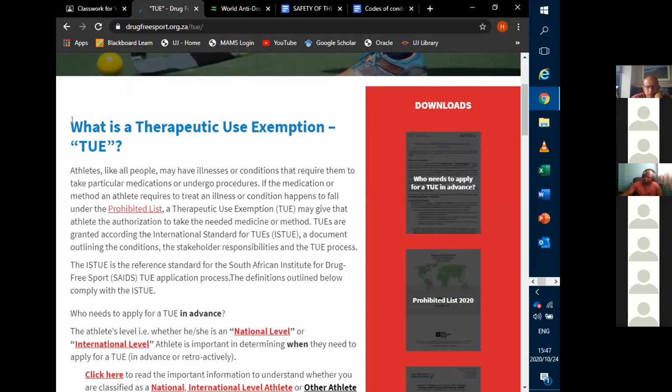Now, it also takes a lot of time. So you can't decide one week before nationals that, oh my gosh, I've checked my athlete's medication and it's now come up in the orange or the red. Let me just get hold of the athlete's doctor, get them to write a little note and then send it off to SAIDS. It takes between 4 to 6 weeks for a TUE to be granted.